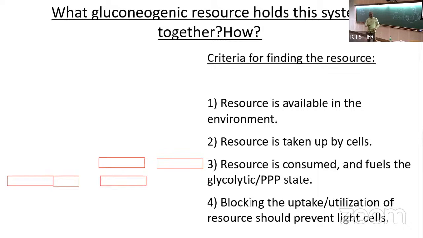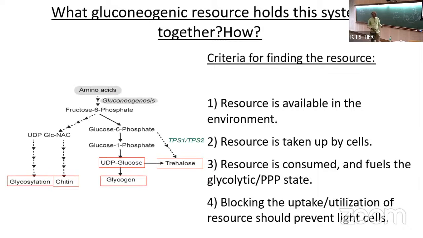So we have criteria for the resource. It's available. It has to be put out in the environment. It has to come from gluconeogenesis or a related pathway. It has to be taken up. And this molecule should then be perfectly utilizable by the cells that switch, right? And so as a control experiment, if we block either the production or the utilization of this resource, we should not be able to create this kind of morphology. And so this is what gluconeogenesis does. We go all the way back here, but then we don't stop here.